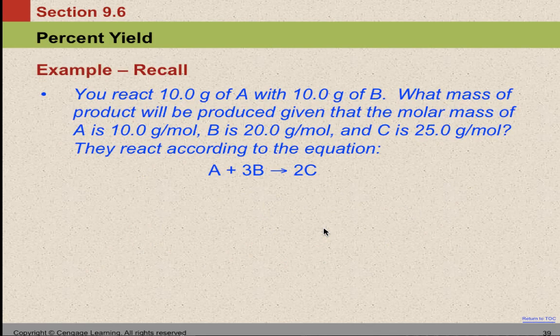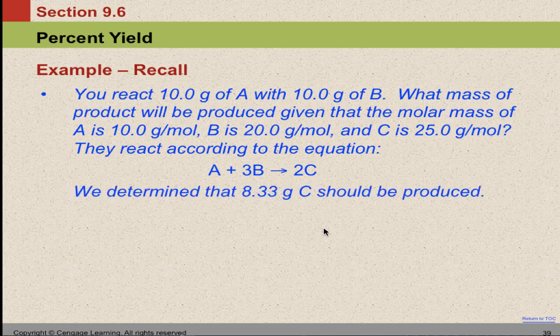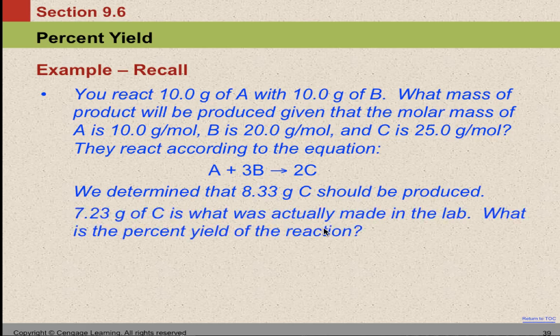So if we look at this problem that we did in the previous screencast, 10 grams of A with 10 grams of B, hopefully you remember that we produced 8.33 grams of carbon. It was a limiting reactant problem. We identified B as the limiting reactant, and we calculated that when all of B reacted with excess A, we produced 8.33 grams of carbon. What if we actually produced 7.23 grams of carbon in the lab? Then what would our percent yield of the reaction be?